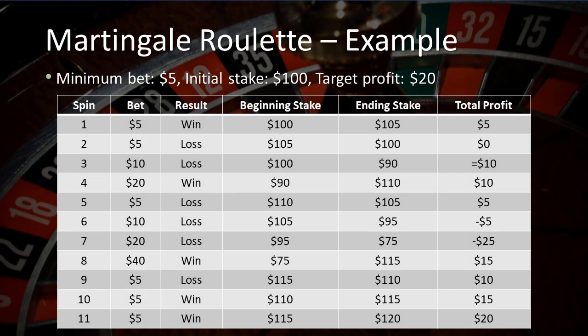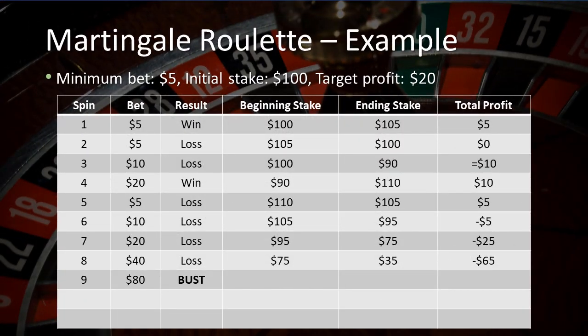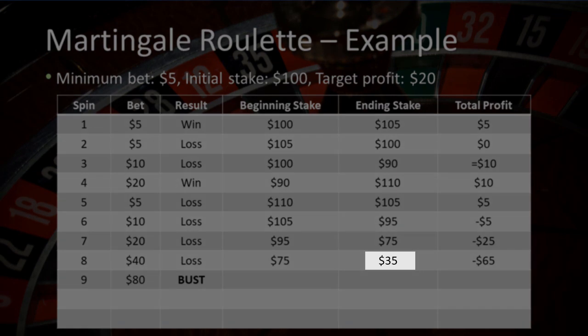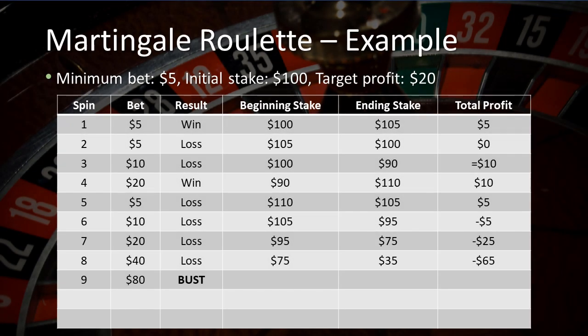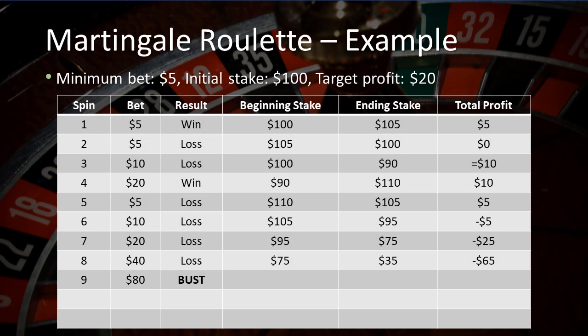Instead of winning on spin number 8, however, this time the player loses. As you can see, this loss reduces the player's available stake to $35. To continue playing with the martingale strategy, the player would need to bet $80 on the next spin. With only $35 available, however, the player cannot afford to make this bet, and is hence busted.